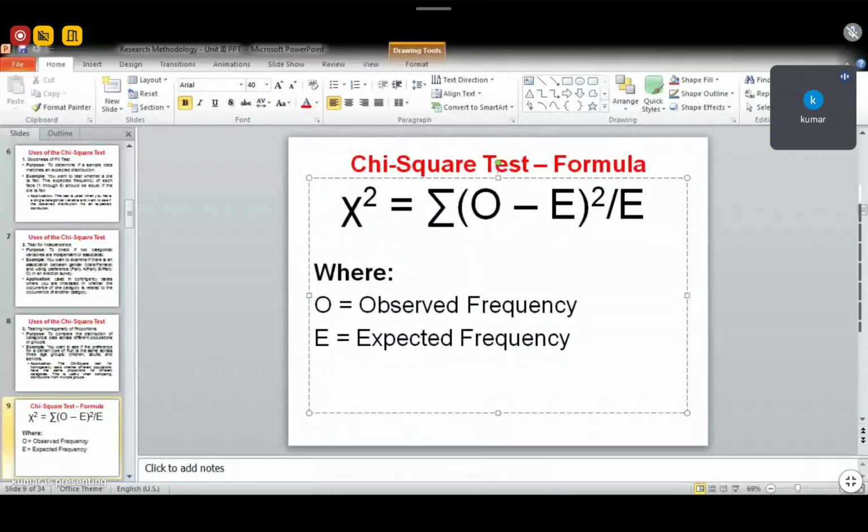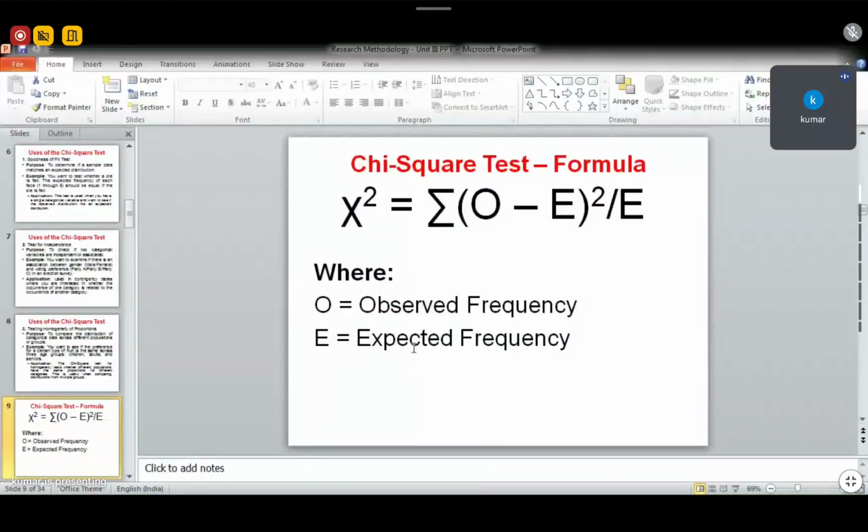Now I request all of you to take your study material and turn to page number 119. If you have the study material with you, take that study material and turn to page number 119. Ready? Yes, sir.